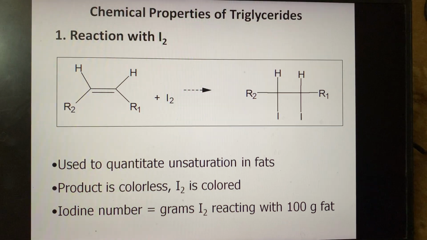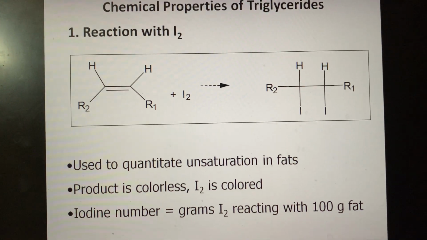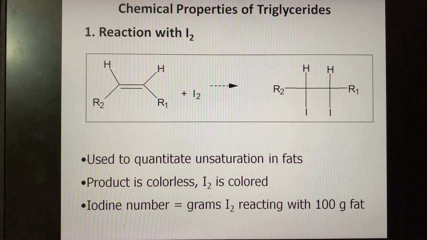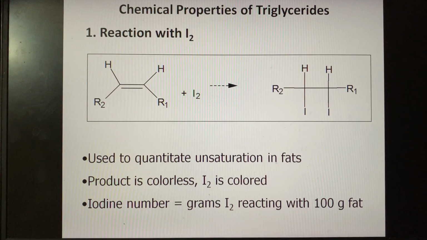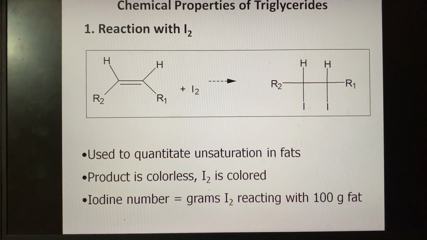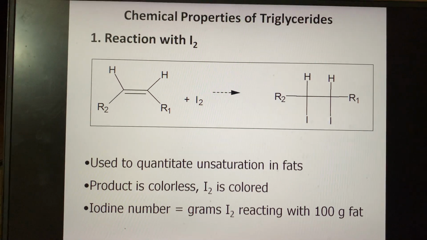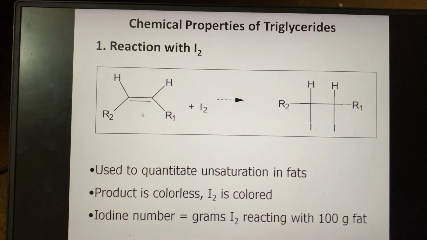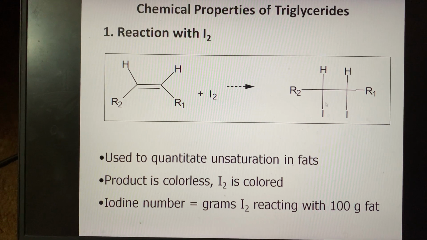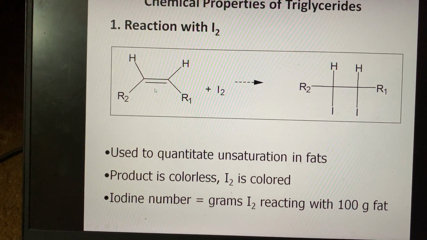Chemical properties of triglycerides is a very important topic. Triglycerides mean the structure carrying 3 fatty acids on glycerol, linked through ester linkages. When they react with iodine, it is used to quantitate unsaturation in fats. When a fat that has unsaturation in it is treated with I2, then iodine is added in the structure, and this is the quantitative test for how many double bonds are there.